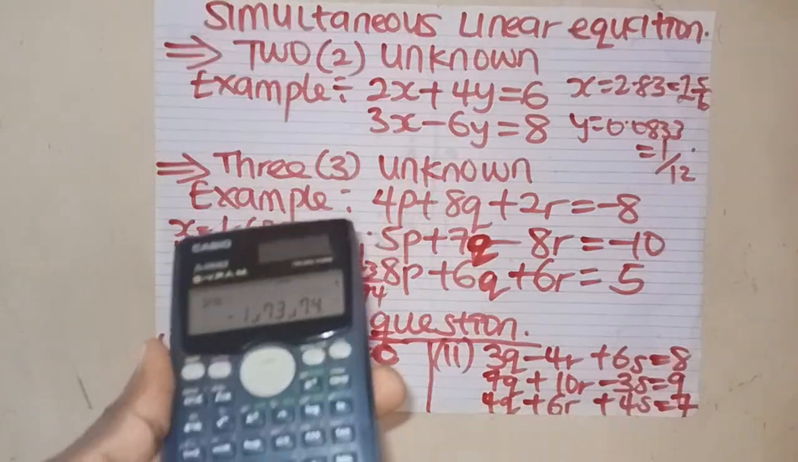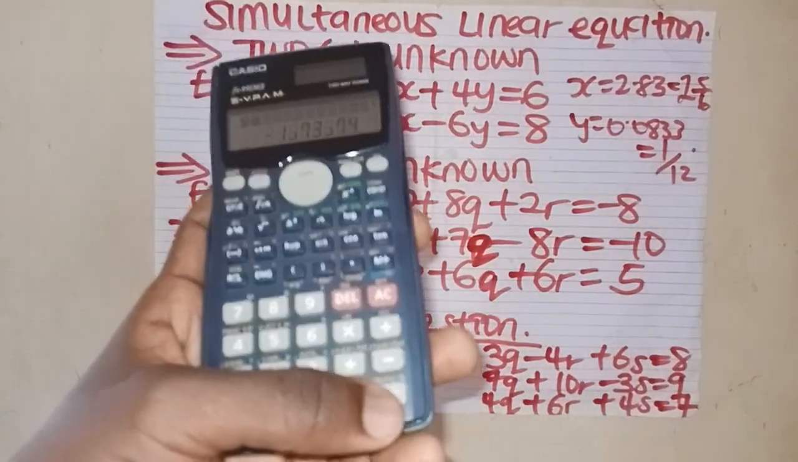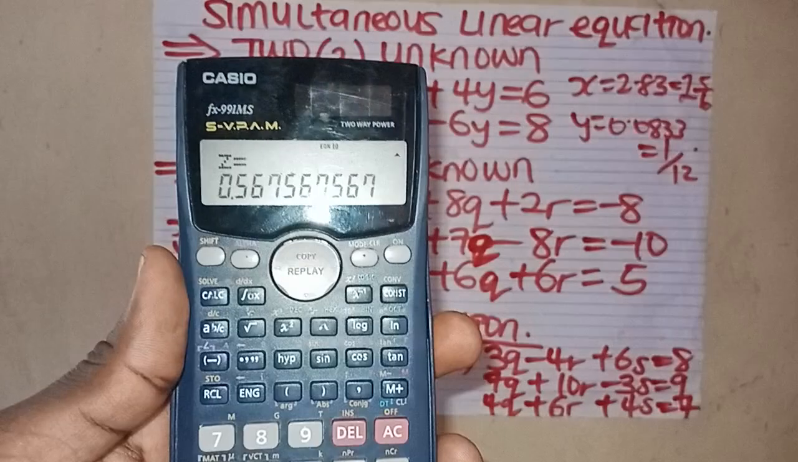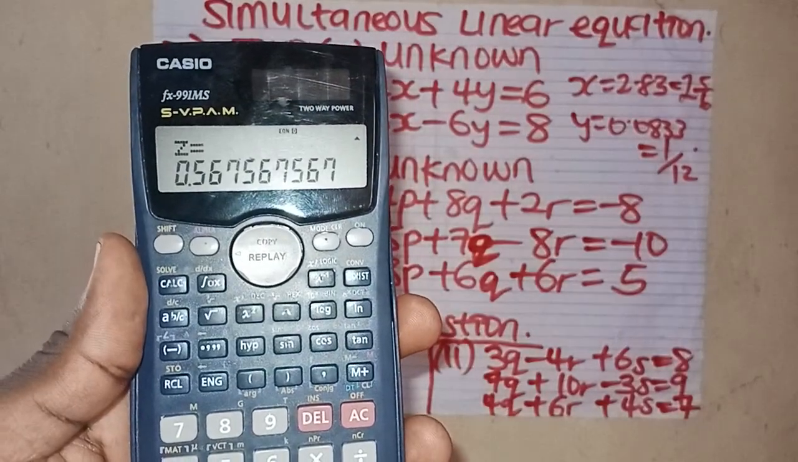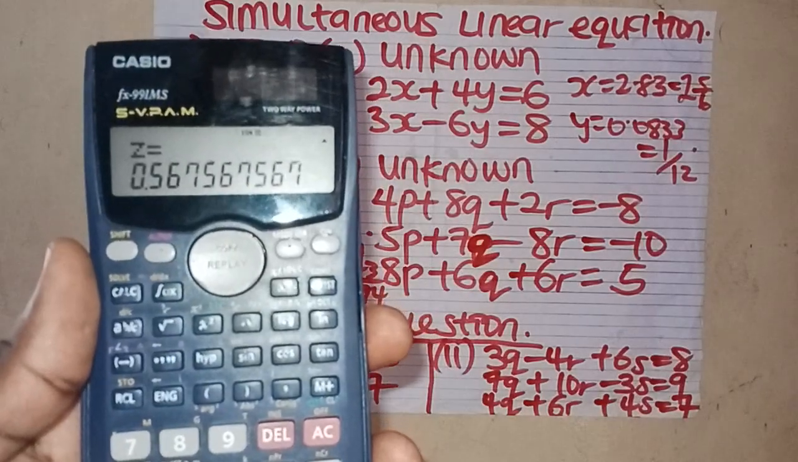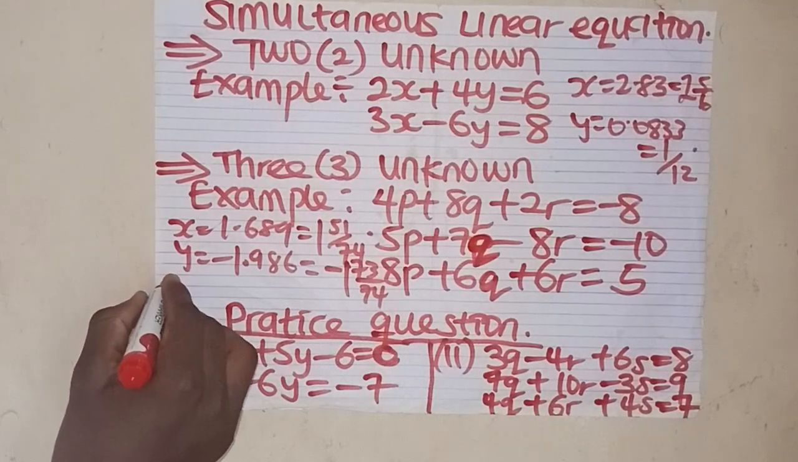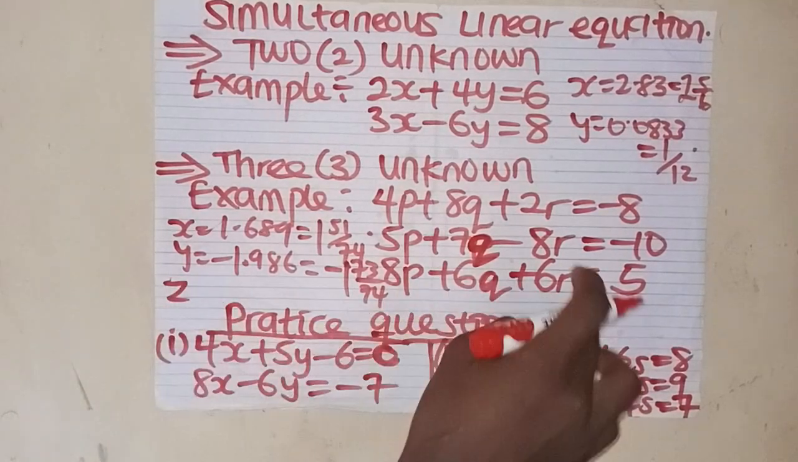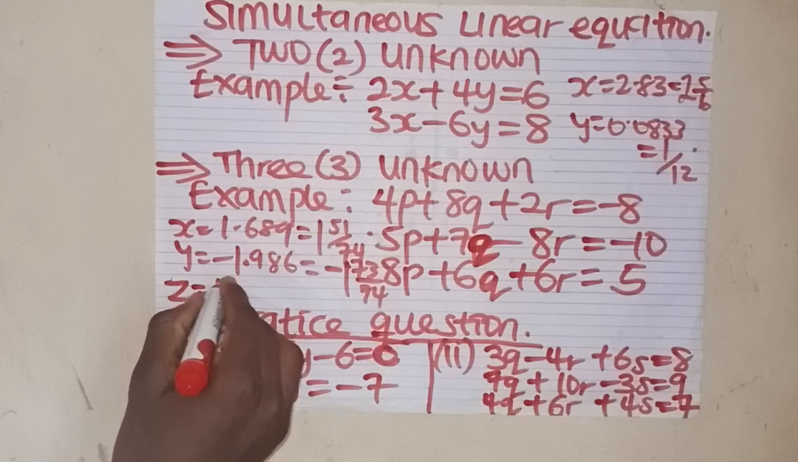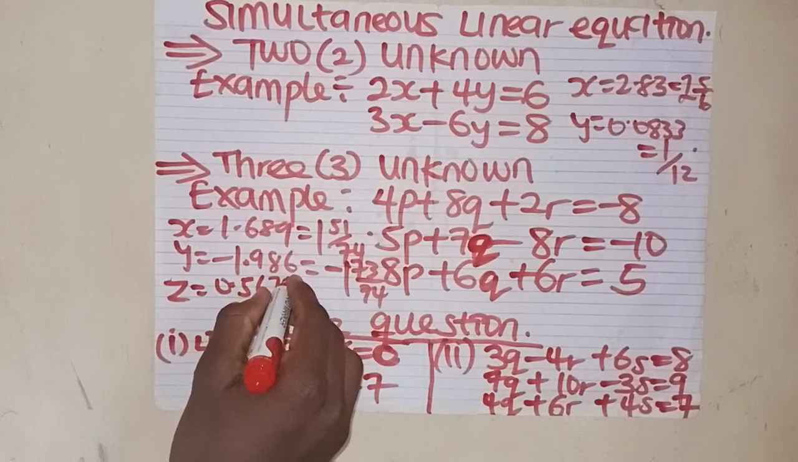So what do I do next again? I will press this same equal to again once. If I press it once, then it brought my z. So my z is 0.5676. So let me just write my z. Don't forget, our z is the r. z equals 0.567. Well, let me just approximate it to 3 decimal places.